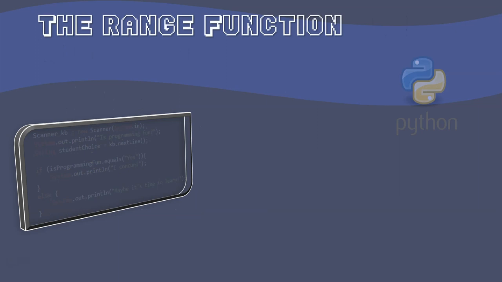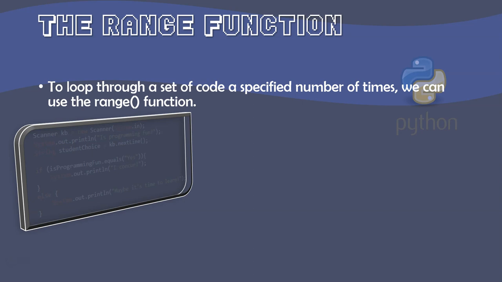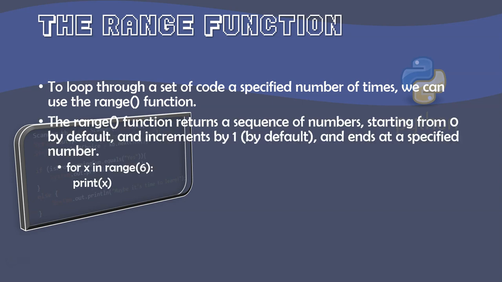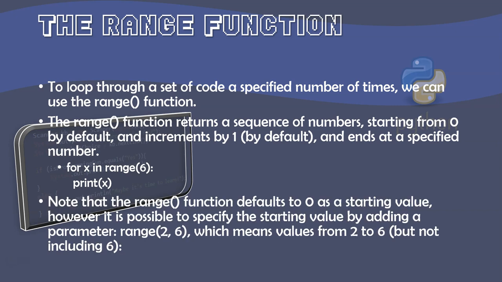Now, there is a way to restrict how much data we pull in. For example, if we're looking at a list, we may only want certain elements. So we can use the range function to do that. So to loop through a set of code a specified number of times, for example, we can use the range function. And the range function returns a sequence of numbers starting from 0 by default and increments by 1 by default, and ends then at a specific number. So for example, if I say for x in range 6, print x, that means I'm going to go from 0 to that value. Now, the range function, of course, as I mentioned, defaults to 0.